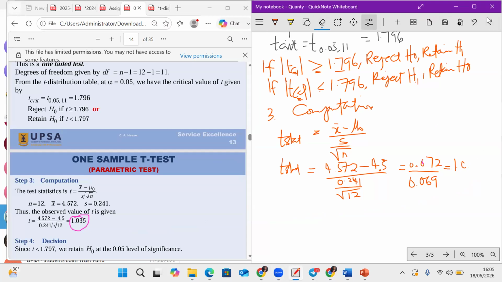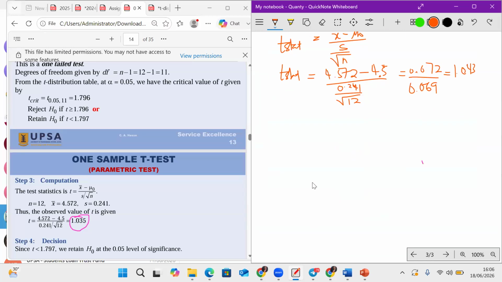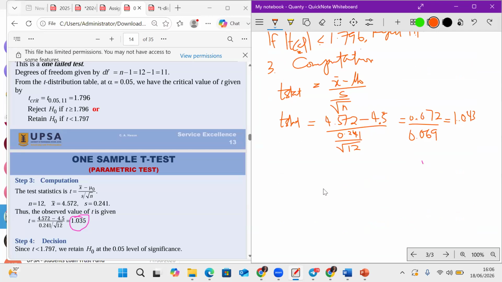Write what the calculator gives you. Are you getting it? Yes. It's because of the rounding. We've rounded the figures up. Okay, let's continue. But it's not wrong. It's correct. So now you've gotten the T stat, 1.0349. If you round it, it will be 1.035. But why are you guys giving me different figures?